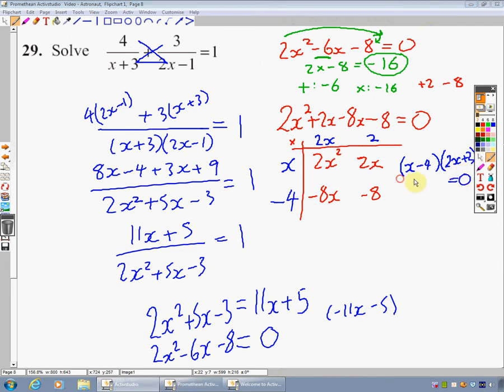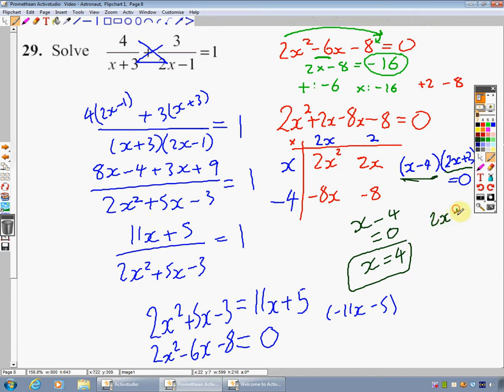So x minus 4 equals 0. So x must be 4. And I have 2x plus 3 equals 0. So x must be minus 3. What is happening to my pen? X equals minus 3 over 2. There are two answers there. And that's a beast of a question.